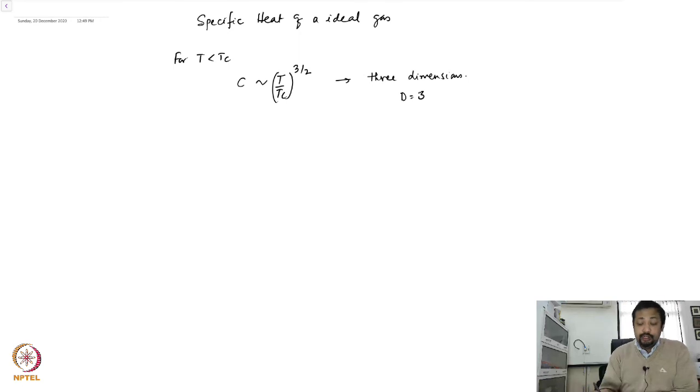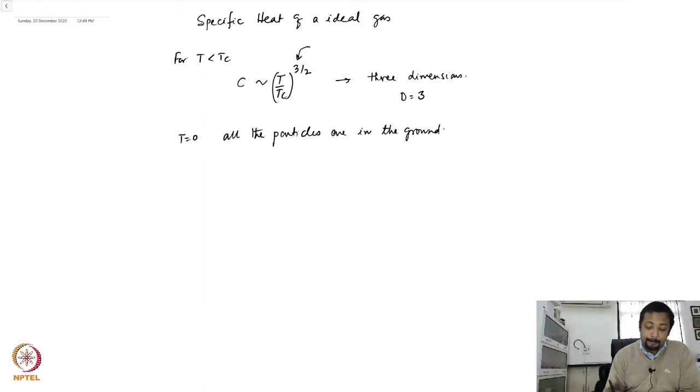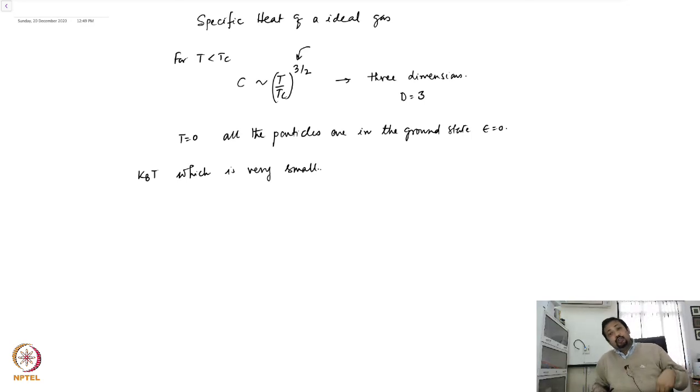Now we want to argue for any arbitrary dimension, and in fact we want to provide a physical intuition into this kind of behavior for a Bose gas. Strictly at T equal to 0, all the particles are in the ground state with epsilon equal to 0, and as you see, therefore the specific heat vanishes at T equal to 0. Now suppose we give the system a little temperature kBT, which is very small. Now once you give this temperature to the system, then essentially you are exciting some of the particles, and some of these particles can go to the higher excited states.